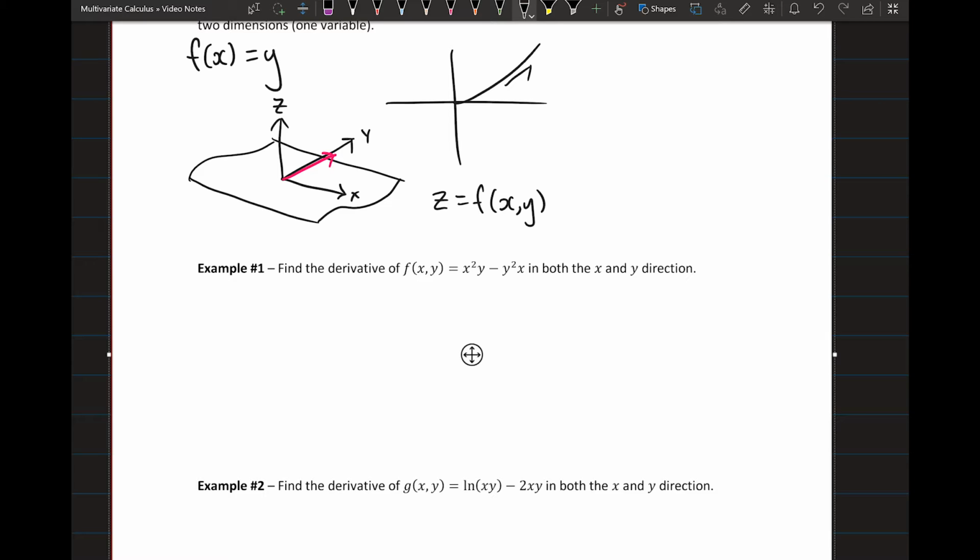We have a change in z. No, z is our function. z is what we're mapping these two components to, I should say. And if we're looking at a particular change in one direction, then what we can do is look at z equal to f of x naught, y, if we were looking in the y direction.